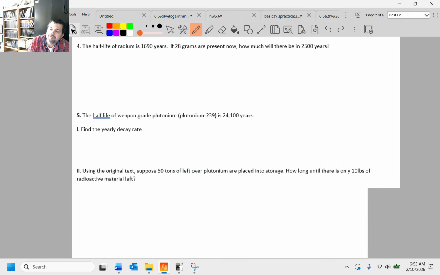Let's see. Let's look at 5. The half-life of weapon-grade plutonium, plutonium-239, is 24,100 years. Find the yearly decay rate. This is actually straight out of your notes, believe it or not. You can go look at your notes and get this problem. But anyways, let's plug in. The amount after time passes is the principal times 1/2 to the T over 24,100. You know what? I'm not going to do it. It's literally in your notes.